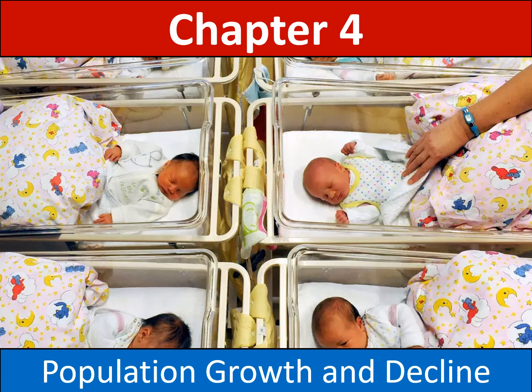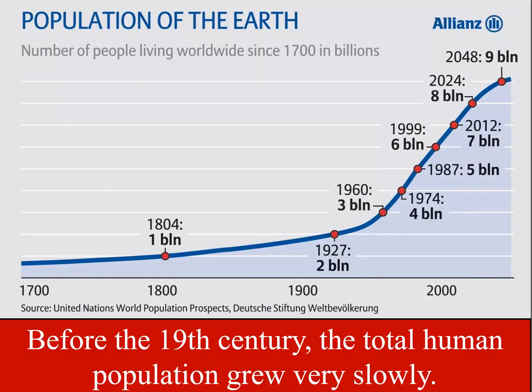Chapter 4, which is also on population, is titled Population Growth and Decline. So again, this unit includes Chapter 3 and Chapter 4, which are both on population, and also Chapter 5, which will be on migration. Before the 19th century, the total human population grew very, very slowly over a long time.